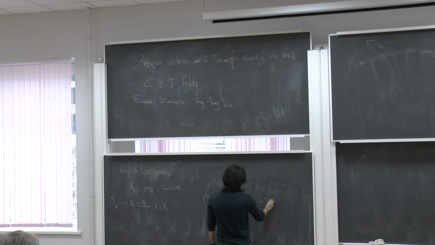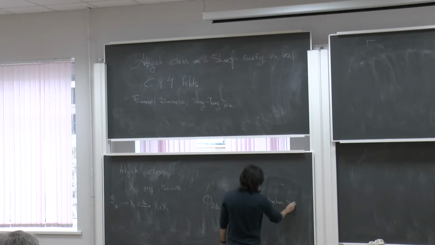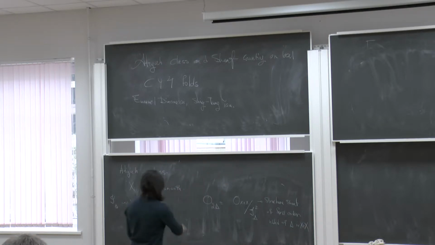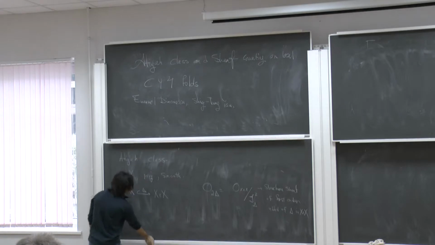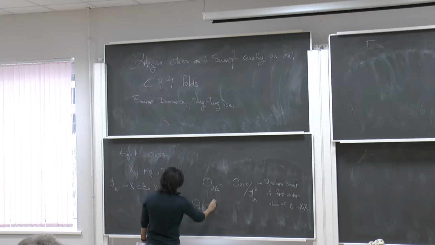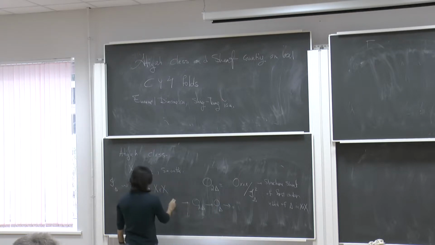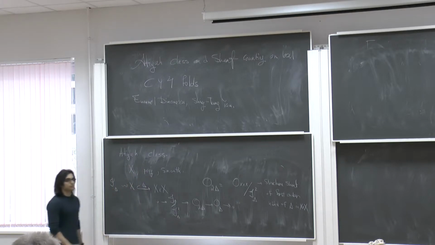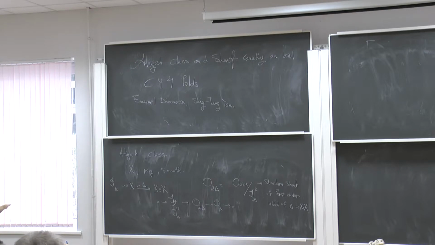So this is the structure sheaf of the first order neighborhood of the diagonal in X cross X, and we know that it sits inside the canonical short exact sequence, which is the following. O of 2 delta goes to O of delta, and the kernel of that is basically the conormal sheaf of the diagonal inside X cross X. So this is the canonical short exact sequence that Vadim talked about yesterday.